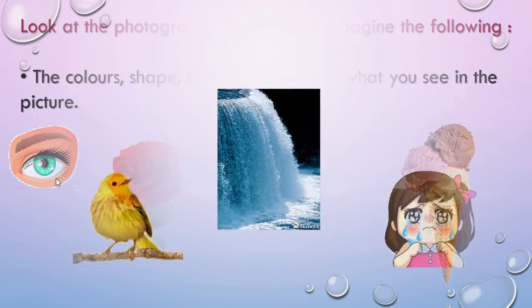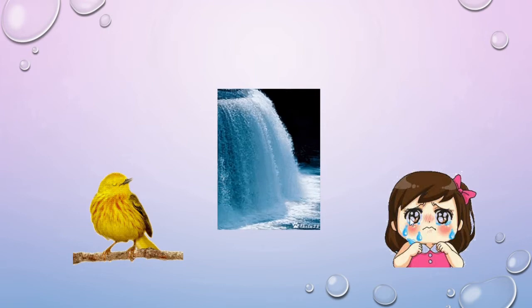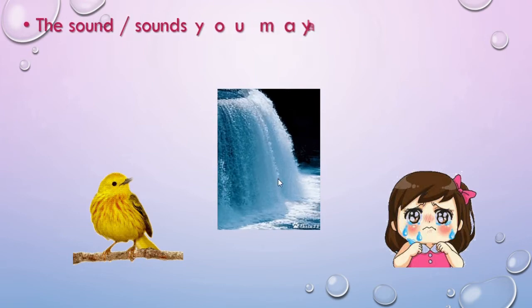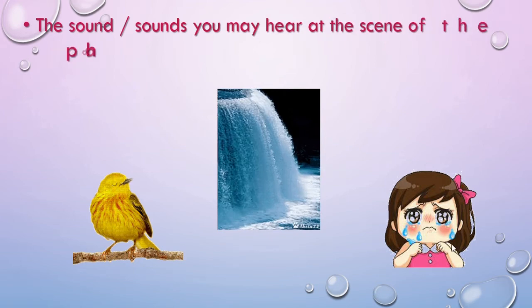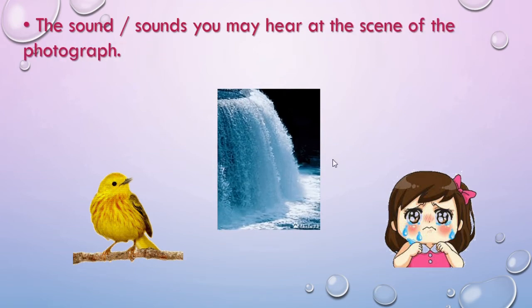Okay, now see here these pictures: chirping of bird, then falling water, crying girl. The sound or sounds you may hear at the scene of the photograph. Here we can imagine the sound, isn't it, by observing the picture. Yes, the chirping of bird, this water falling, dabdaba, correct? And here the crying girl.